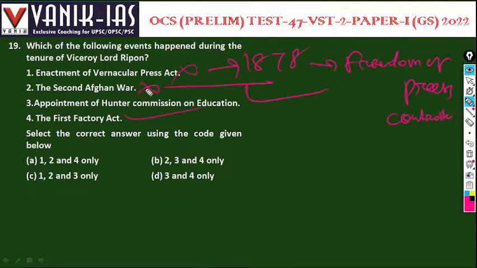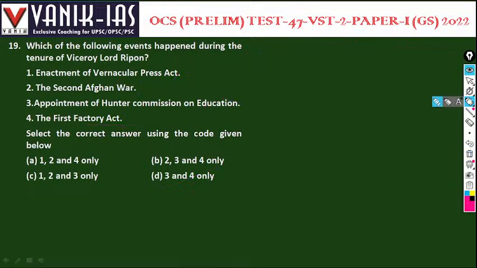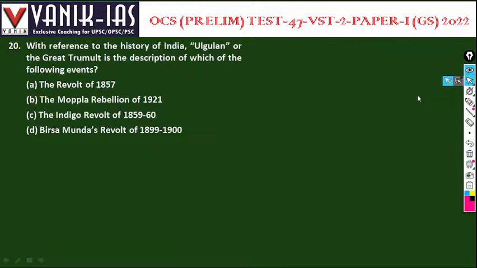And the Second Afghan War started between 1878 and 1880. The Hunter Commission of Education and these two important controversies belong to Viceroy Lord Ripon. So 3 and 4 are not right.